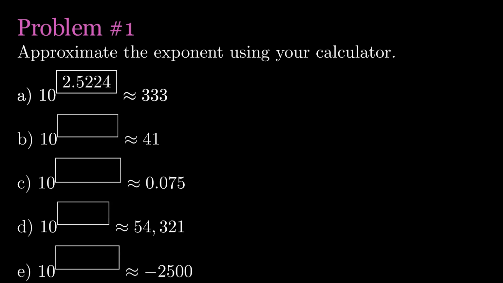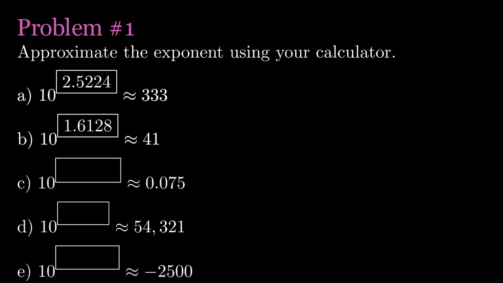In part B, we are to evaluate the power of 10 that results in about 41. So do the same thing on your calculators, looking at what exponents between 1 and 2 will give you the closest number to 41, because 10 to the power of 1 is 10 and 10 to the power of 2 is 100. And when you do that, you will find that that exponent is about 1.6128.